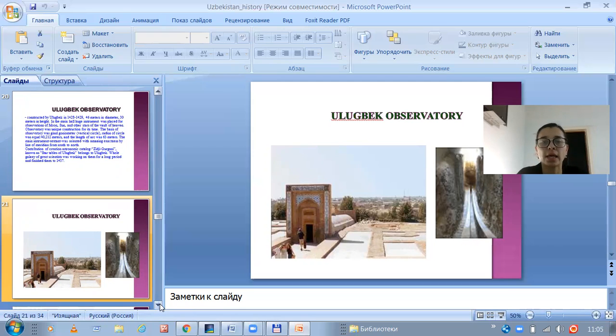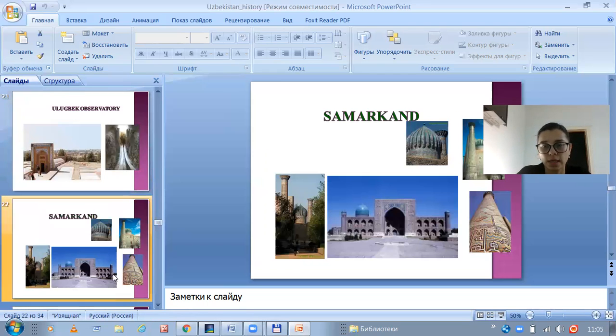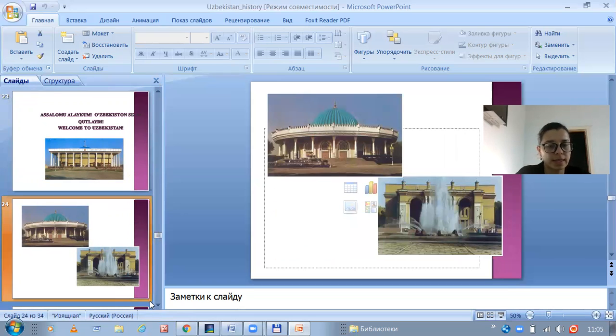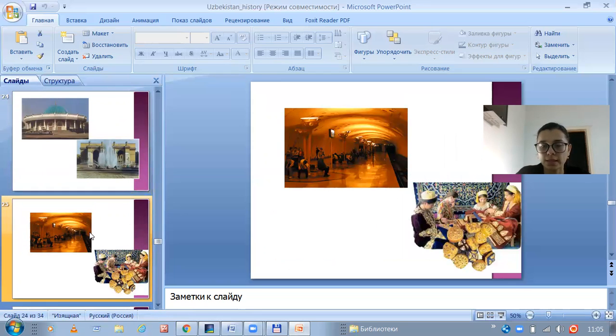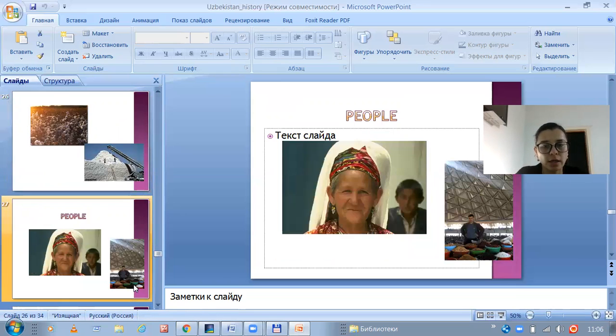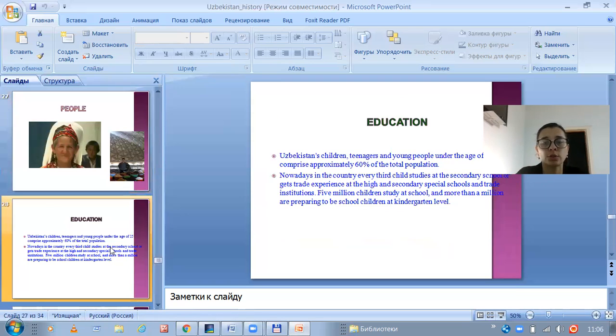This is the Ulugh Beg Observatory, where he explored the whole universe. Here is Samarkand, which is home to a large number of historical places. Then this is Tashkent, and then these are handicrafts by Uzbek people, and here is the underground. This is our national source, cotton, and our national wealth, our people and education.